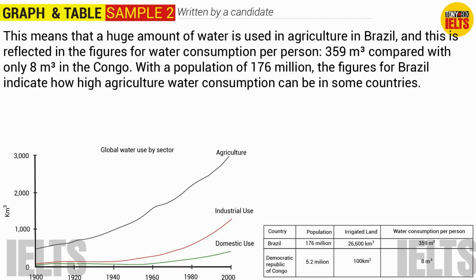This means that a huge amount of water is used in agriculture in Brazil, and this is reflected in the figures for water consumption per person, 359 meters cubed, compared with only 8 meters cubed in the Congo. With a population of 176 million, the figures for Brazil indicate how high agriculture water consumption can be in some countries.